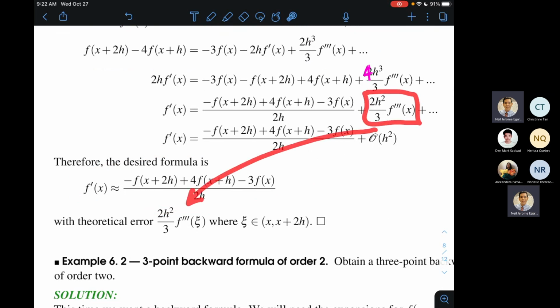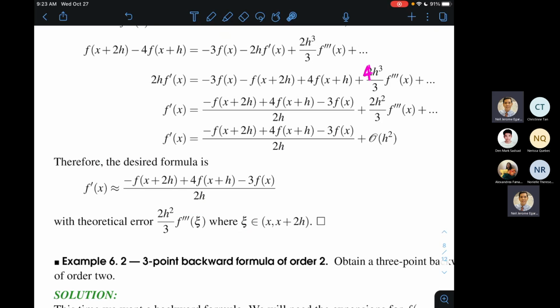Copy it over, replace x by an arbitrary constant c. And that constant c, actually not an arbitrary constant c, but some constant c, and that c is between x and x plus 2h. Okay?